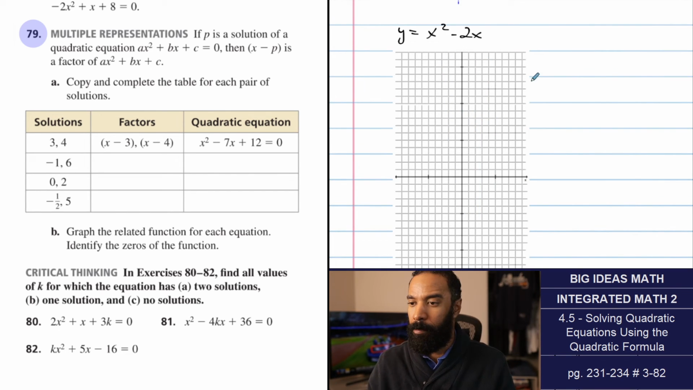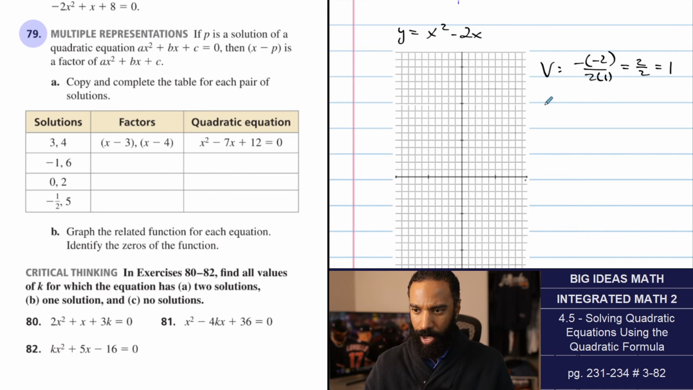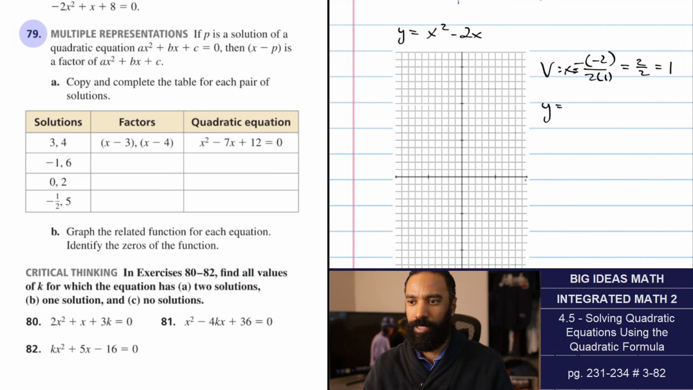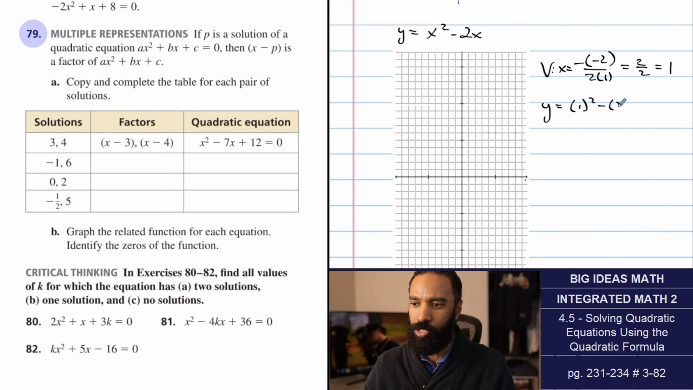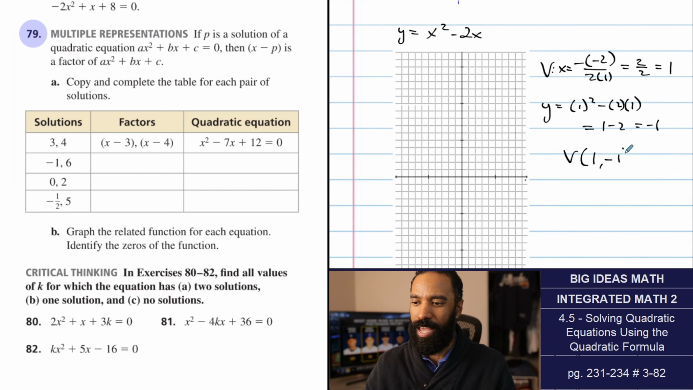All right, here's the next problem. I think I can get through this one a lot faster, because the vertex being at negative b over 2a is at 2 over 2, which is 1. That's the x value. And then the y value is 1 squared minus 2 times 1, which is 1 minus 2, which is negative 1. So the vertex is at (1, -1).